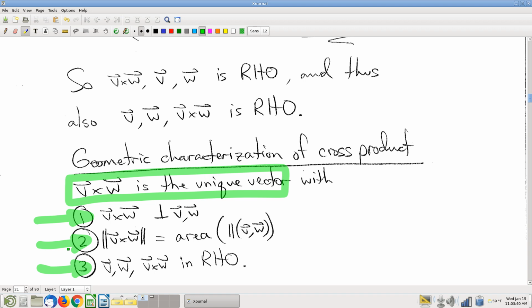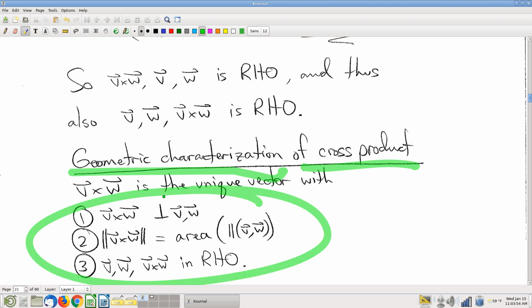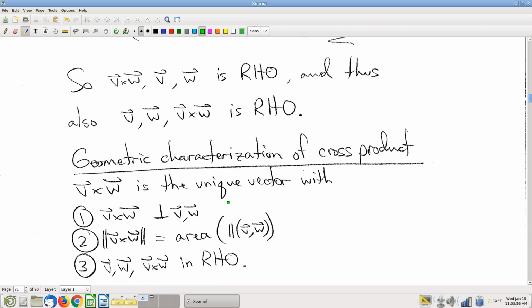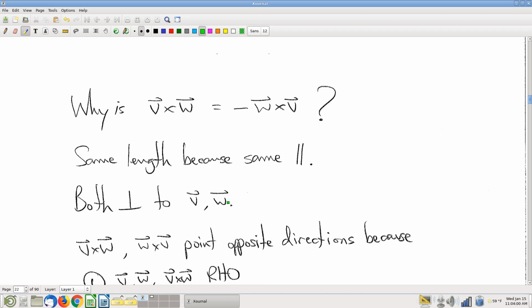Okay. All right. So I think it makes more sense to start with the formula and do it this way, but that's optional. Okay, but I think it's important to understand that we have this geometric characterization of the cross product. Make sure to understand that it's the unique vector that has these three properties. Okay. All right. This next page, there's one thing on this next page that I want to talk about.